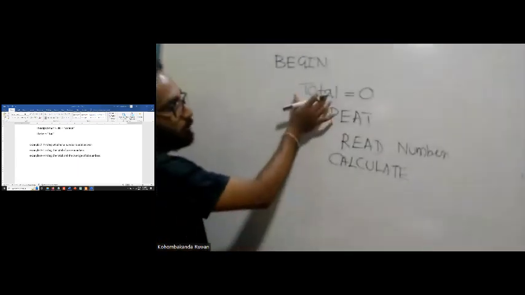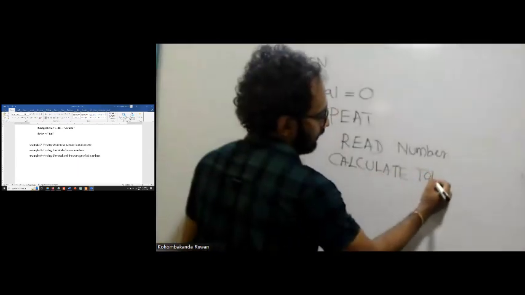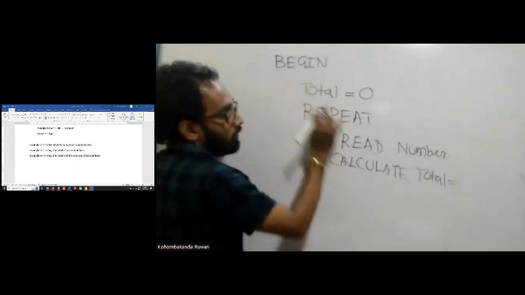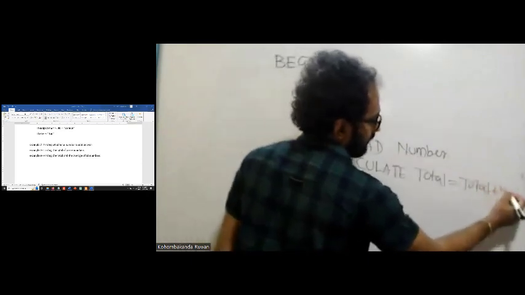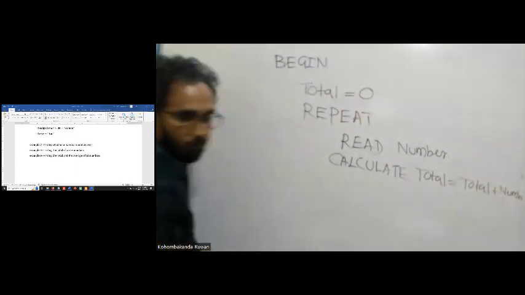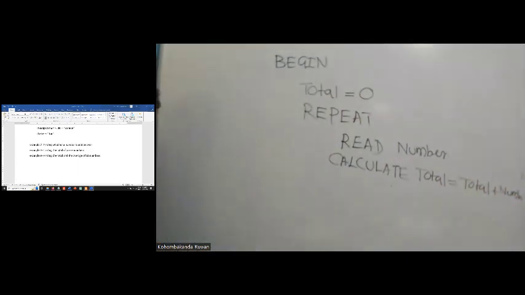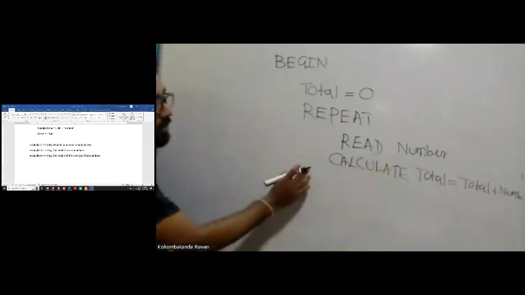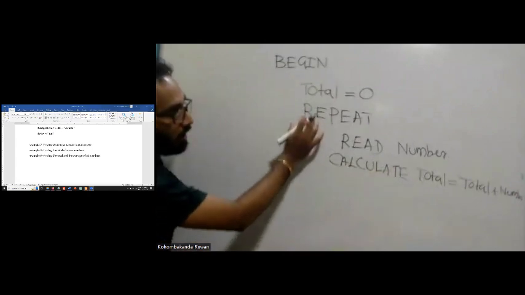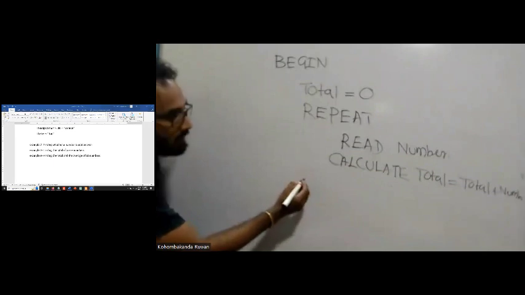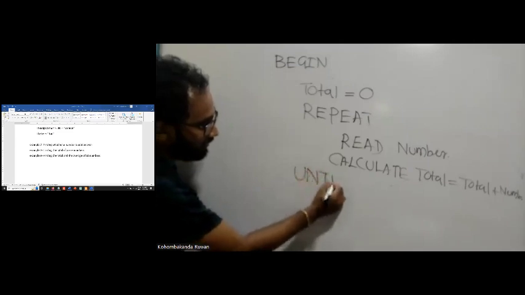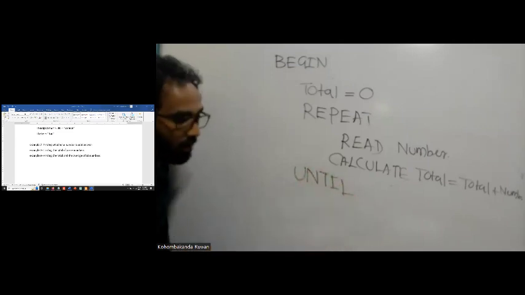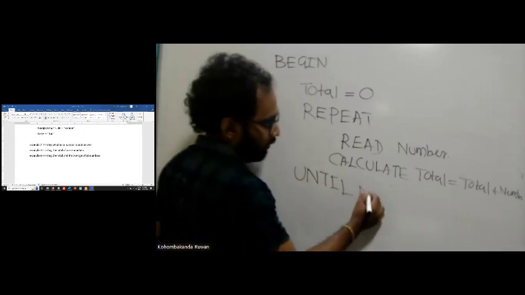Calculate. Now here we have total. Total equal total plus this number. There should be some limitation, that is that repeat. In other words, until numbers are over.